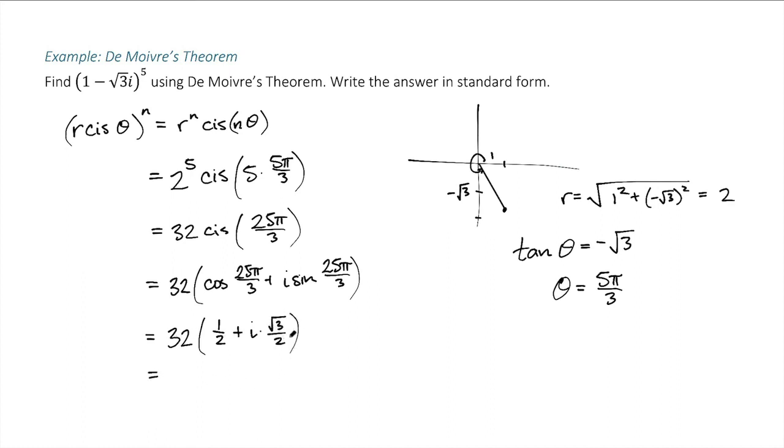And then bringing that 32 in so we can get our standard form, we get 32 times 1/2 is 16. So 16 plus, and then 16 root 3 times i.